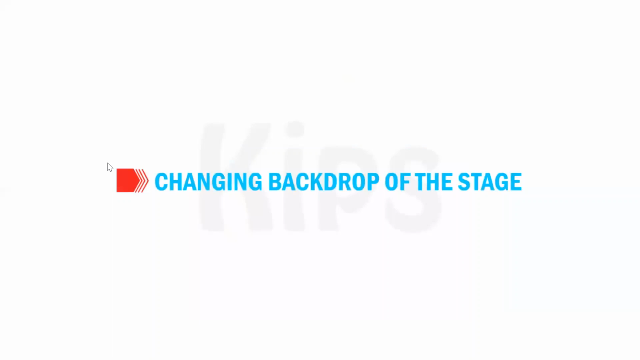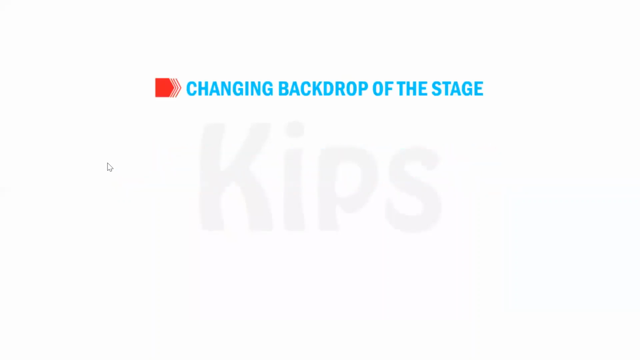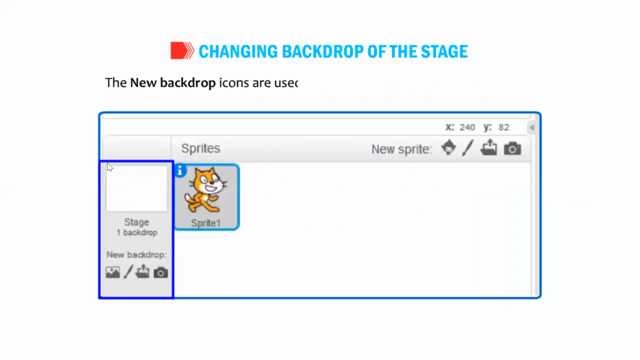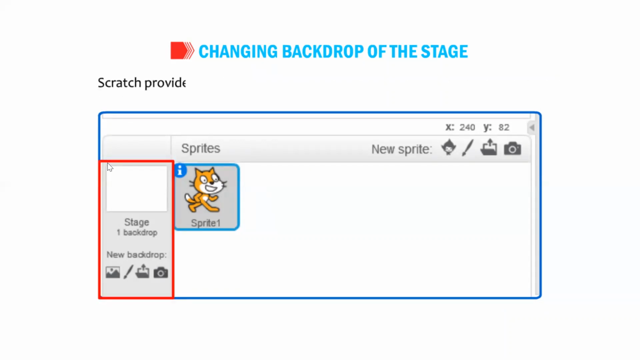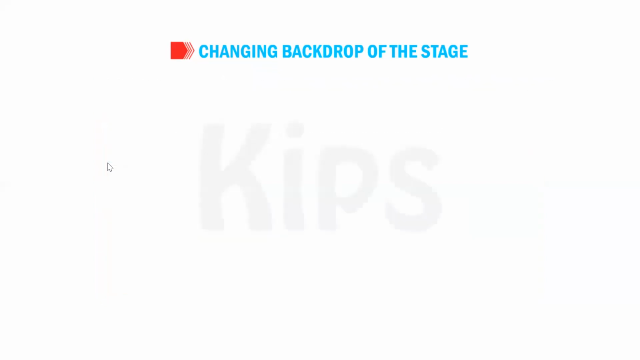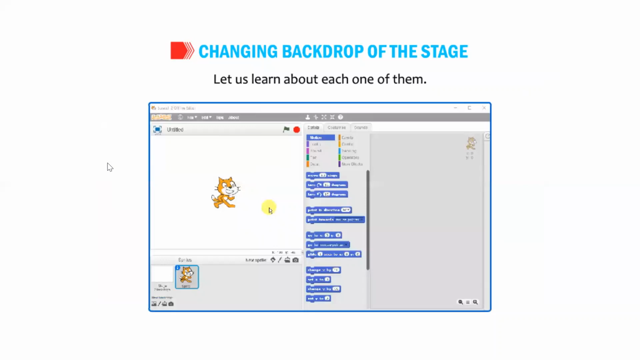...out how to change the backdrop of the stage. The new backdrop icons are used to change the background of the stage. We can either create our own backdrop or choose any backdrop from the available built-in options. Scratch provides 4 different options to change the backdrop of the stage. Let us learn about each one of them.